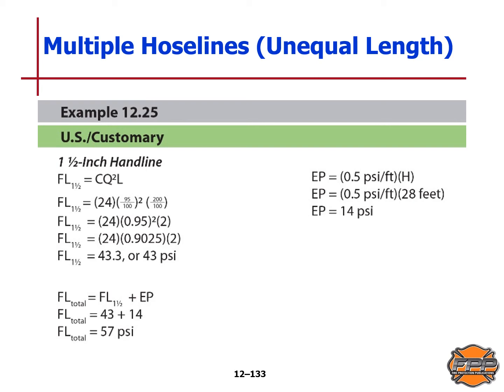If we look to the right, we have elevation pressure. Elevation pressure is 0.5 psi per foot of head, and the elevation pressure in this line is 0.5 psi per foot times 28 feet, and that gives us an elevation pressure of 14 psi. Now let's look at the bottom. Friction loss total equals friction loss 1.5 plus elevation pressure. So we have friction loss, which is 43, plus 14, which is our elevation pressure. So our friction loss total is 57 psi.